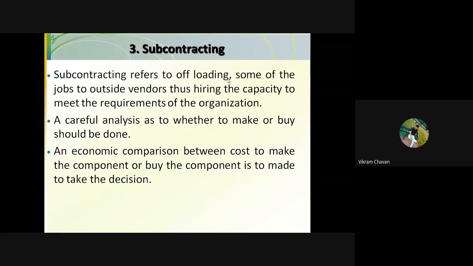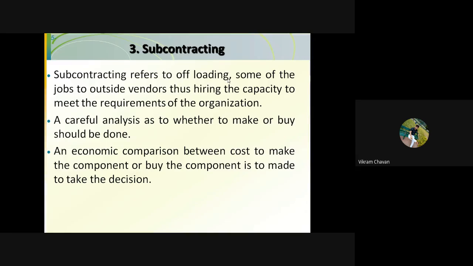In such a situation subcontracting is very useful, and subcontracting is used to increase the capacity of your plant. Sometimes the total product will not be taken from another company. Some processes on the same product will be done by the owner company, and some of the processes will be done by the vendor company.